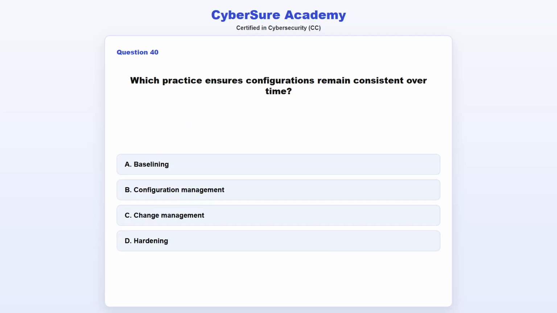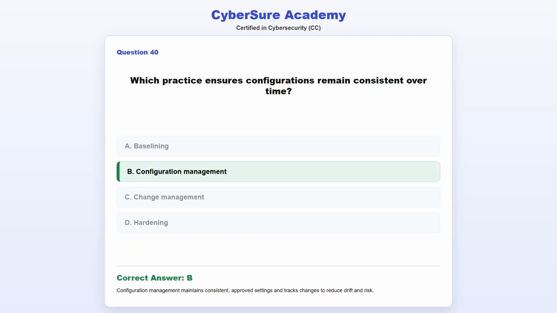Question 40. Which practice ensures configurations remain consistent over time? A, baselining. B, configuration management. C, change management. D, hardening. The correct answer to question 40 is B, configuration management.